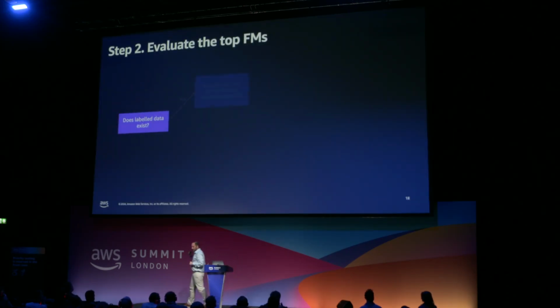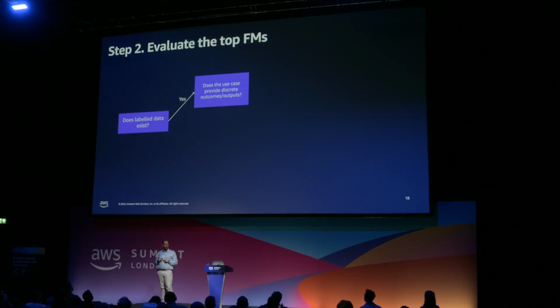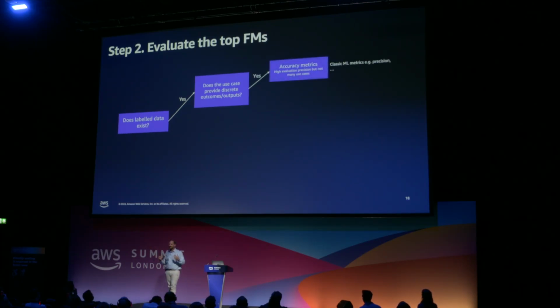So, do we have labeled data of this kind? If we have this type of labeled data, this is great, because we can use metrics. But what type of metrics can we use? We first need to understand, for this particular use case, whether I have a single answer. For example, if I ask who is the Prime Minister of the United Kingdom, it is Rishi Sunak. One answer. In that case, we can use classic machine learning metrics like accuracy, recall, F1 score, etc.